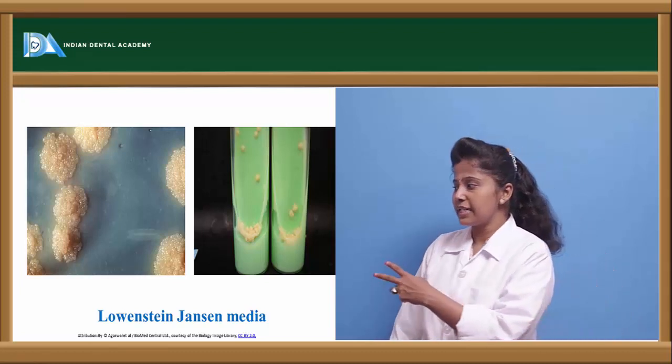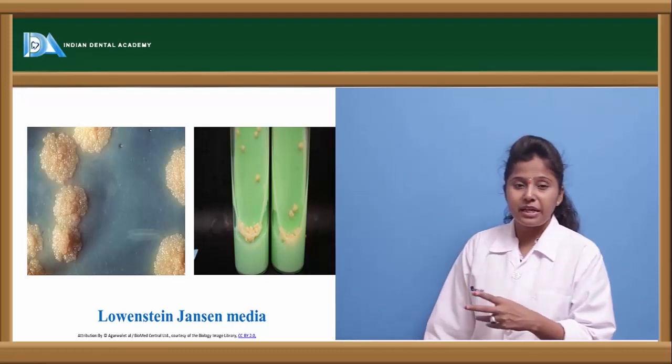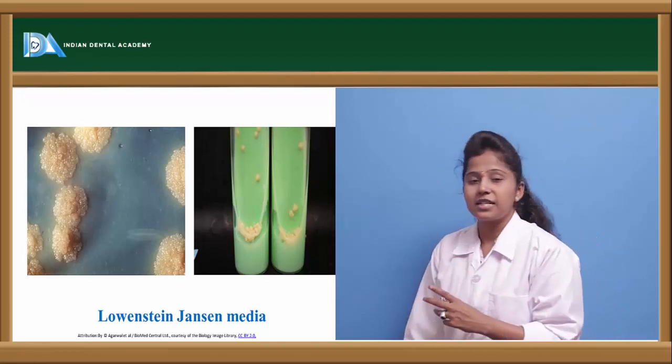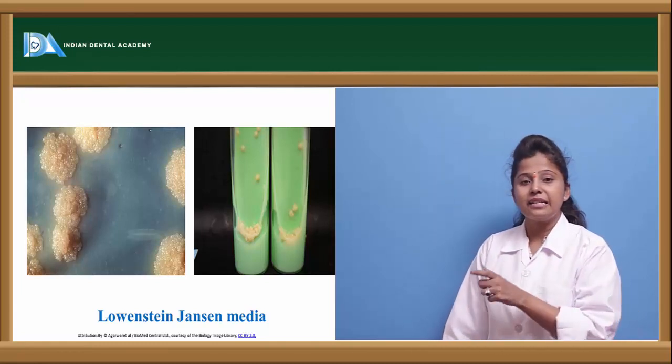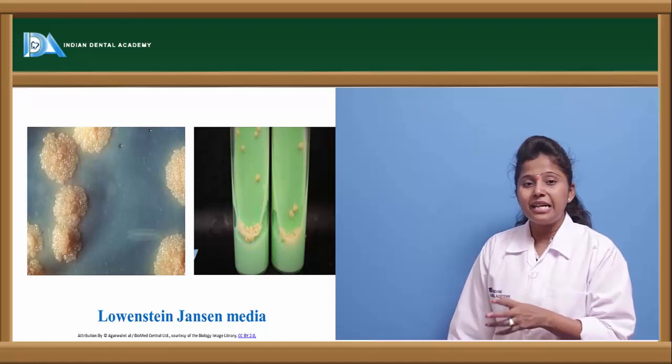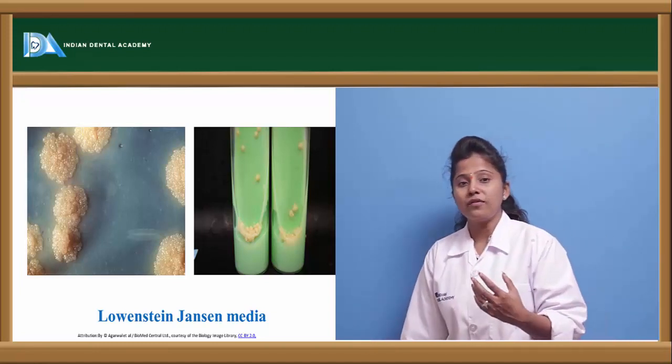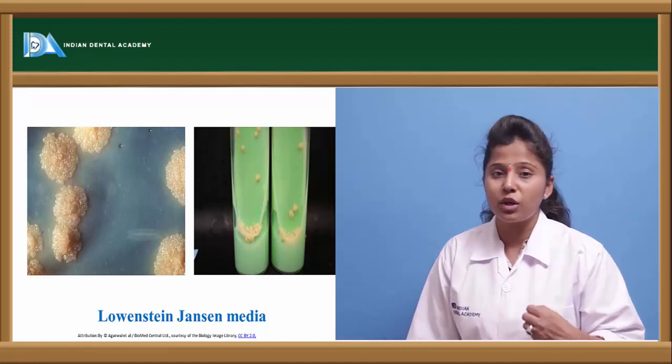Here we can see this is Lowenstein-Jensen media. This is also one of the agar media. So these two are the media, and the Lowenstein-Jensen media is the most used media for the diagnosis of tuberculosis, especially through the culture method.